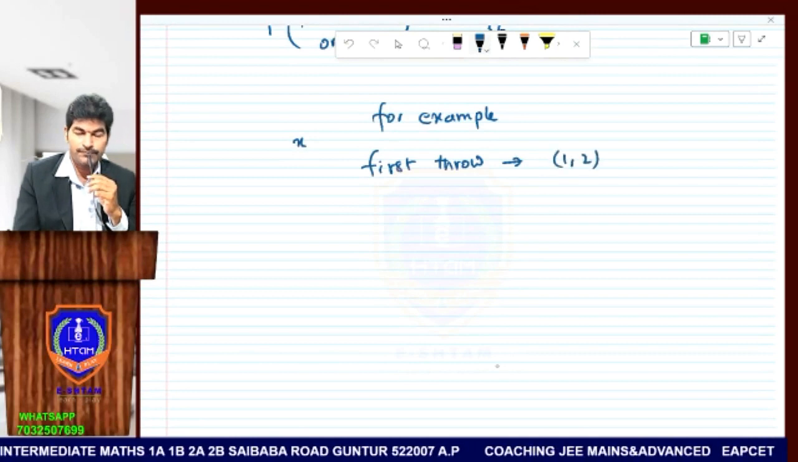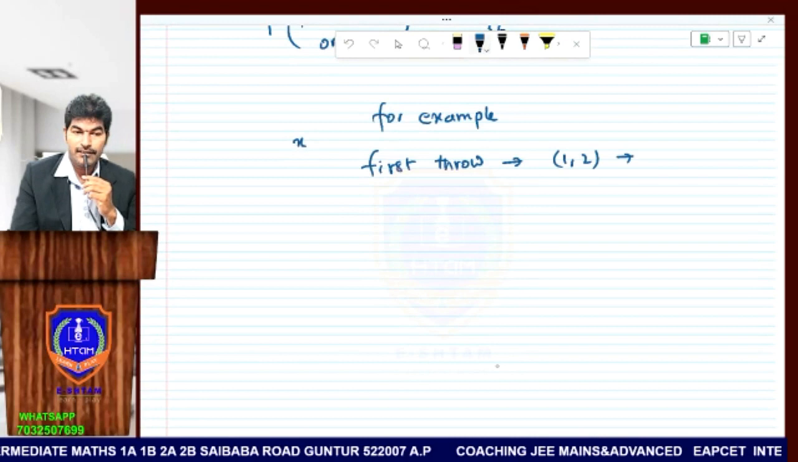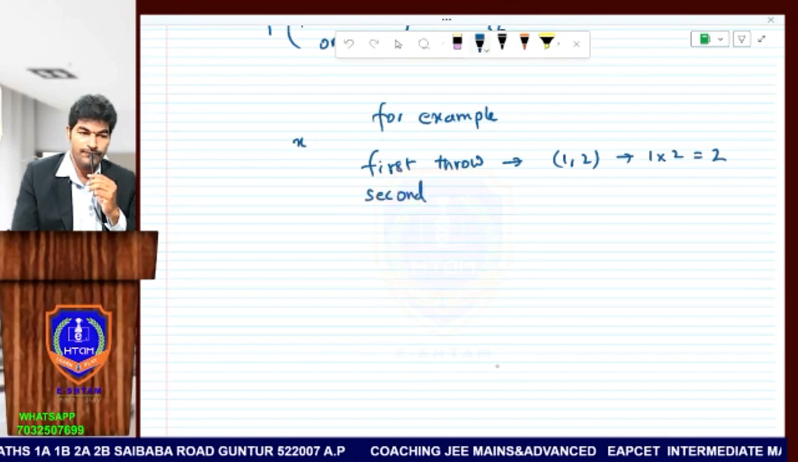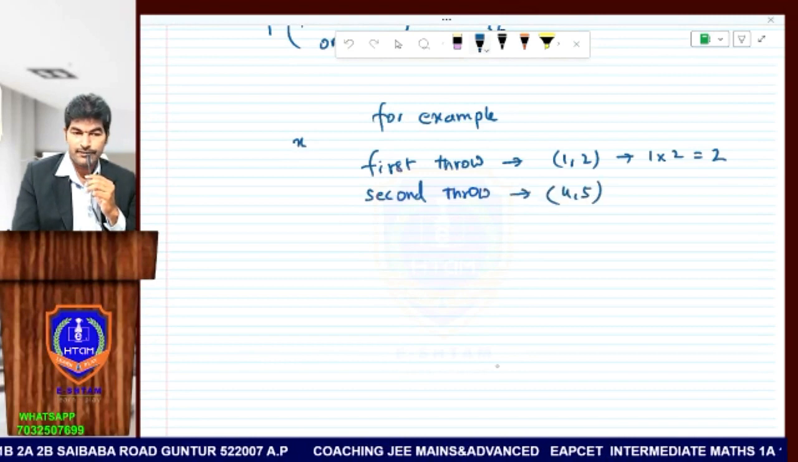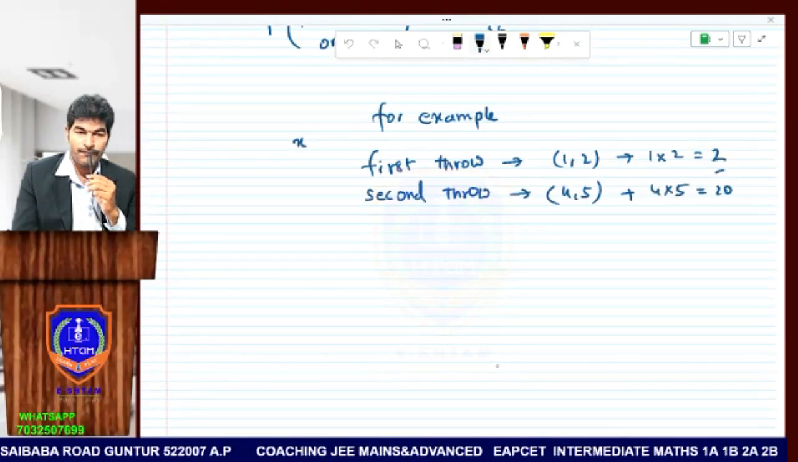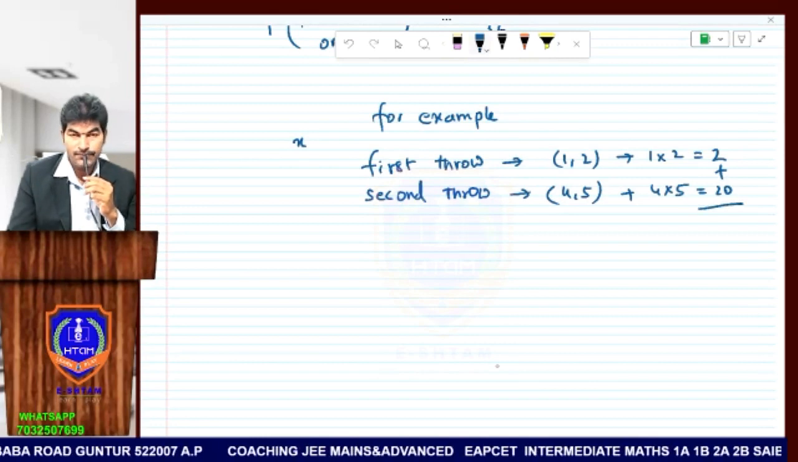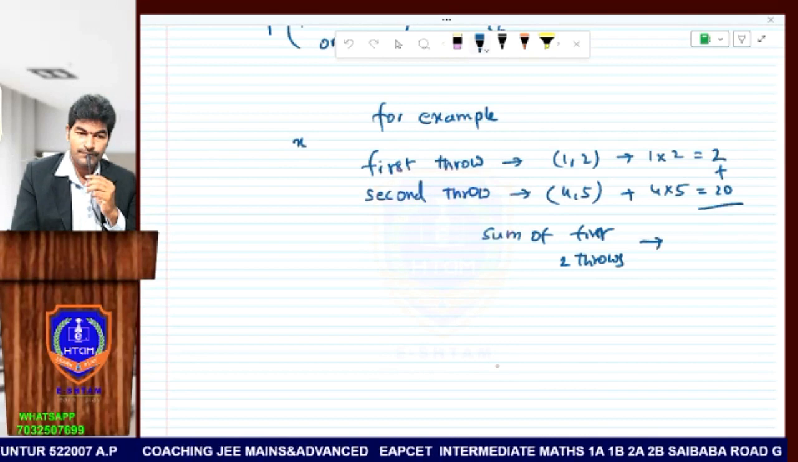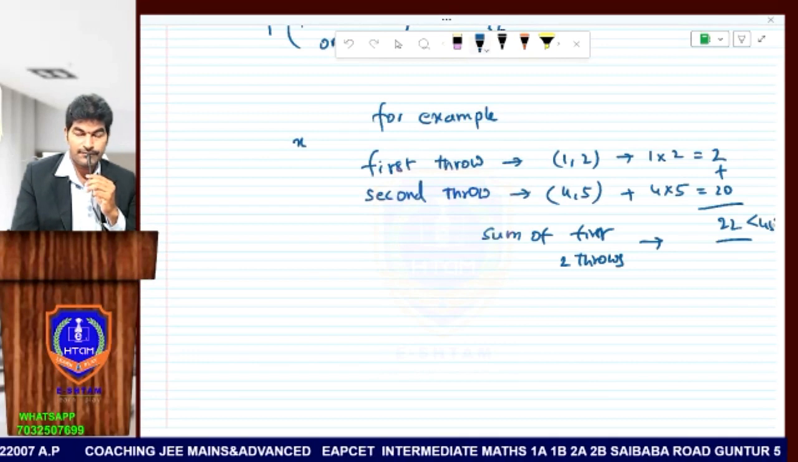Always you have to calculate the product of the numbers only. 1 into 2 will be 2. And in the second throw, you got 4 and 5, for example. And that will be how much? 4 into 5, 20. And you have to add these numbers first, the sum of the first two throws. That will be 22. He said it should be less than 45, then you can consider that. Understood?